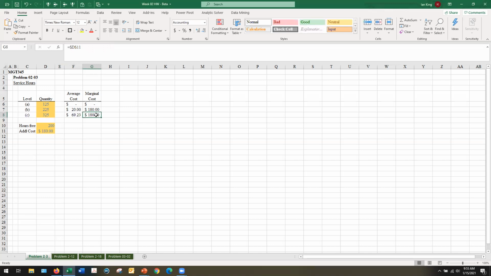Similarly, as last time, for marginal cost there's really no calculation here because they told us right up front that every additional hour costs $180. So it's going to cost us $180 to go from 325 to 326, or from 324 to 325. Every hour costs us, by definition, 180.